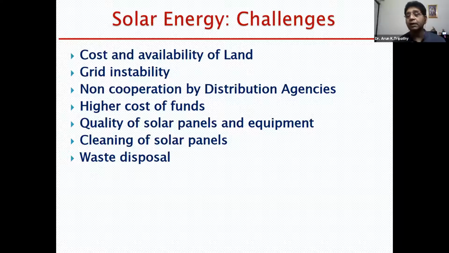Then cleaning of solar panels. This is also one of the big challenges in our country because water is a scarce resource, and a large amount of water is required. But the technology has developed, and dry cleaning of the solar panels has also come. Then the waste disposal. This problem is not being addressed right now, but this is a very emerging and big problem. A huge amount of solar panels after 20 years are going to be waste. Then how to dispose of this waste? So we are also working towards making the regulations.